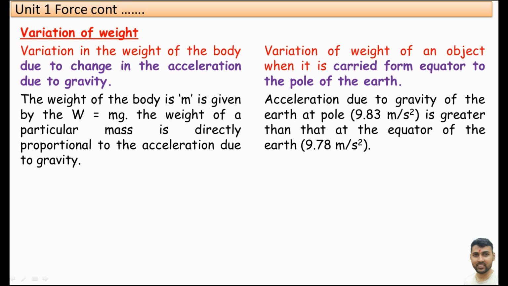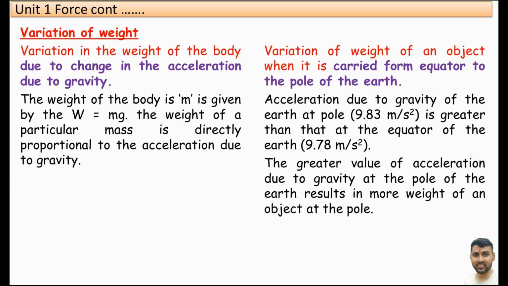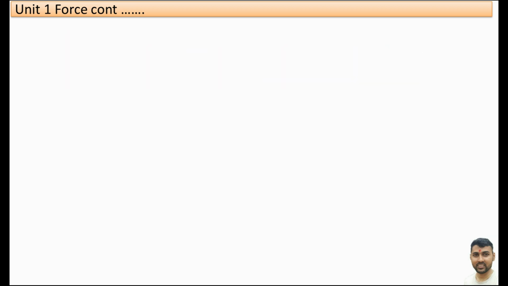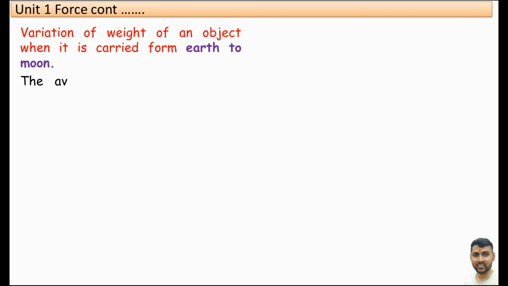You need to remember this data: acceleration due to gravity at the pole 9.83 and at the equator 9.78. It means acceleration due to gravity is slightly more in the polar region. As an average value of acceleration due to gravity, generally we use 9.8 meter per second square. The greater value of acceleration due to gravity at the pole of the earth results in more weight of an object, as acceleration due to gravity is directly proportional to the weight, that is W is equal to mg.